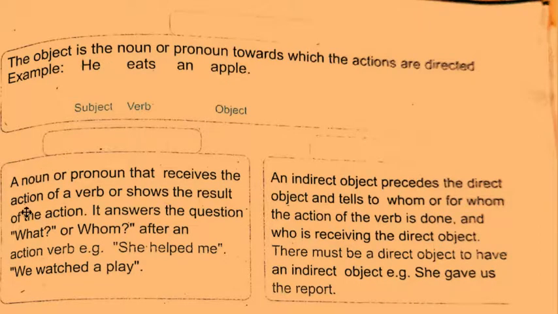A noun or pronoun that receives the action of a verb or shows the result of the action. It answers the question what or whom after an action verb. For example, she helped me. We watched a play. An indirect object precedes the direct object and tells to whom or for whom the action of the verb is done and who is receiving the direct object. There must be a direct object to have an indirect object. For example, she gave us the report.